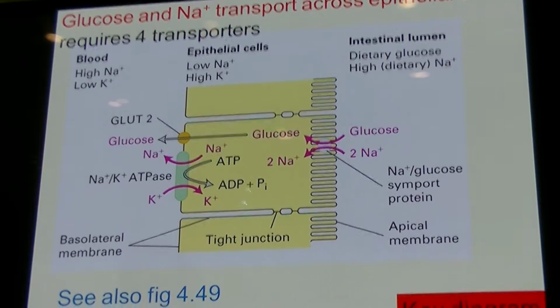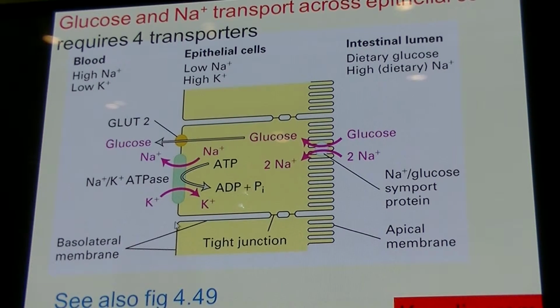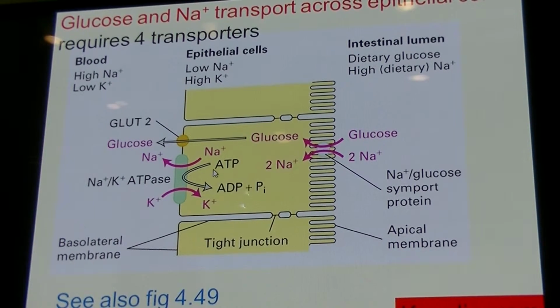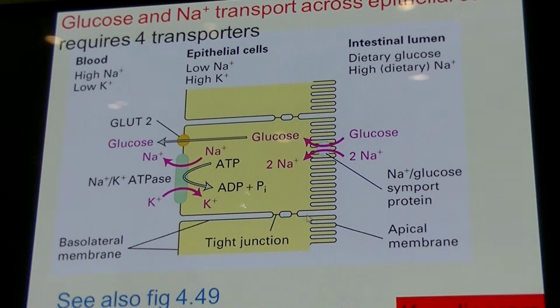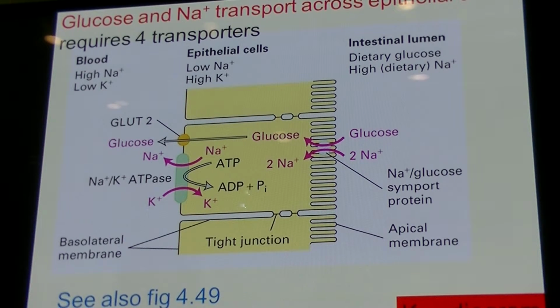But here it is. So we have a sodium-potassium driving gradient, driven by ATP, remember that. So that means inside the cell has a low sodium concentration. So now glucose can be taken up from the gut lumen. You've had your lunch, digestive enzymes break down the starch to form glucose. You take up that glucose in your small intestine.